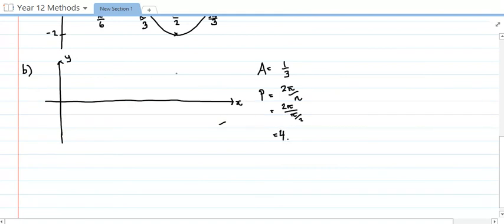Okay, so it has a period of 4. That means it is going to have an important point at 2. It's going to finish at 4. It had an amplitude of 1/3, so it's going up to 1/3 and down to negative 1/3.